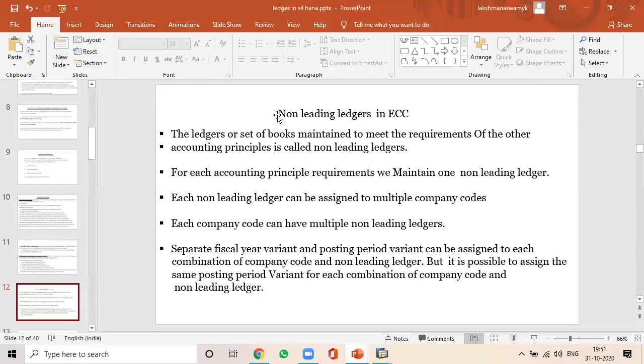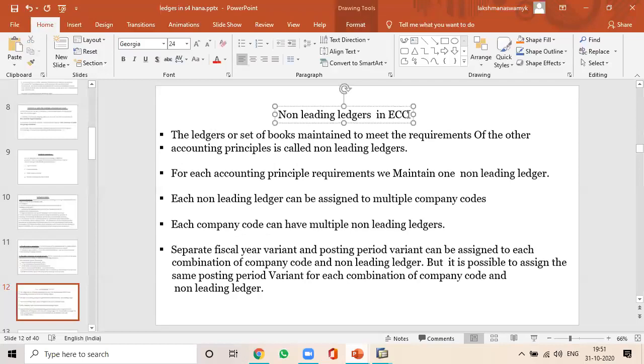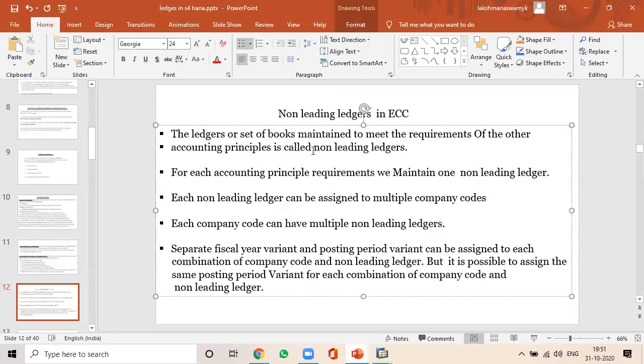Okay. See, non-leading ledgers in ECC. So we are discussing the ledger concepts in ECC only. So the ledgers are set of books of accounts maintained to meet the requirements of the other accounting principles, called non-leading ledgers. So your company code is in India. So you have to prepare the financial statements according to Indian accounting standards. For that, you maintain the books of accounts.